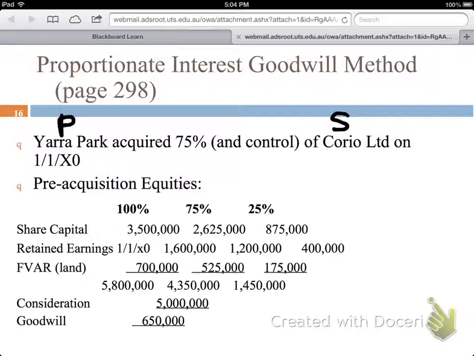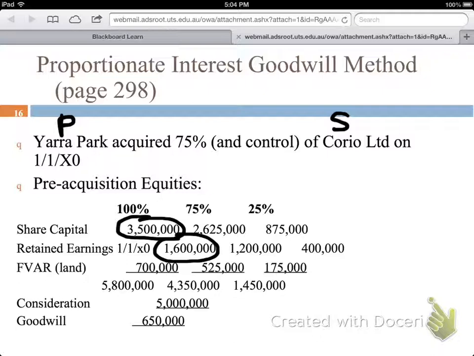the remaining 25%. So what we're doing at the date of acquisition is we're simply taking the equity of the subsidiary. So identify pre-acquisition equity of the subsidiary. Note this is no different to what we've been doing already. So you identify share capital, retained earnings at 1.6 million, and fair value adjustment, which you have to calculate. Okay? Calculation stays the same.